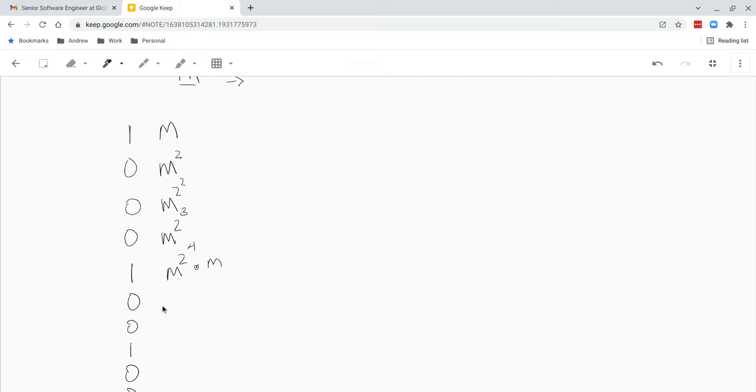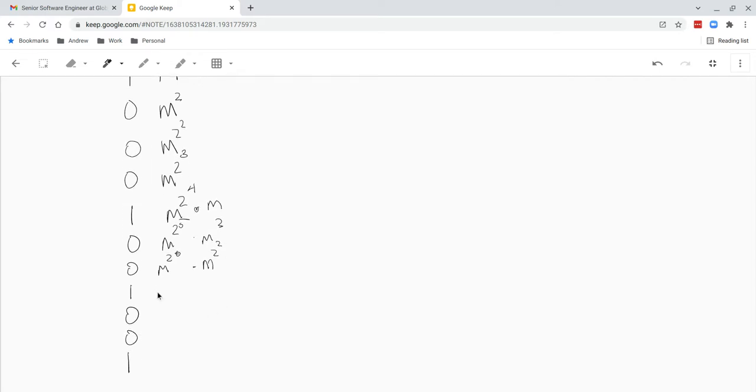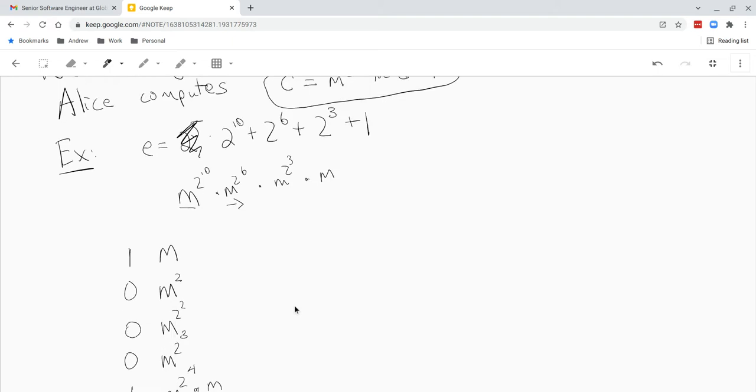Now we square. So we get m to the 2 to the 5th times m squared, then we get m to the 2 to the 6th times m to the 2 squared, and then we square and multiply by m. So we get m to the 2 to the 7th times m to the 2 cubed times m, then we square. M to the 2 to the 8th times m to the 2 to the 4th times m squared, then we square. M to the 2 to the 9th times m to the 2 to the 5th times m to the 2 squared, and then we square and multiply by m. Look, that's what we wanted. That's m to the e.